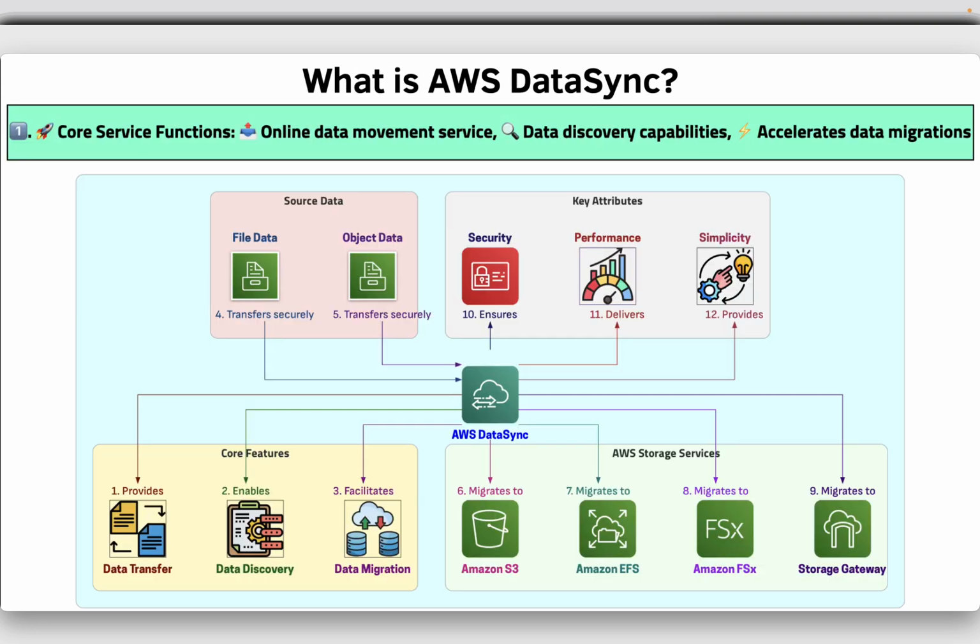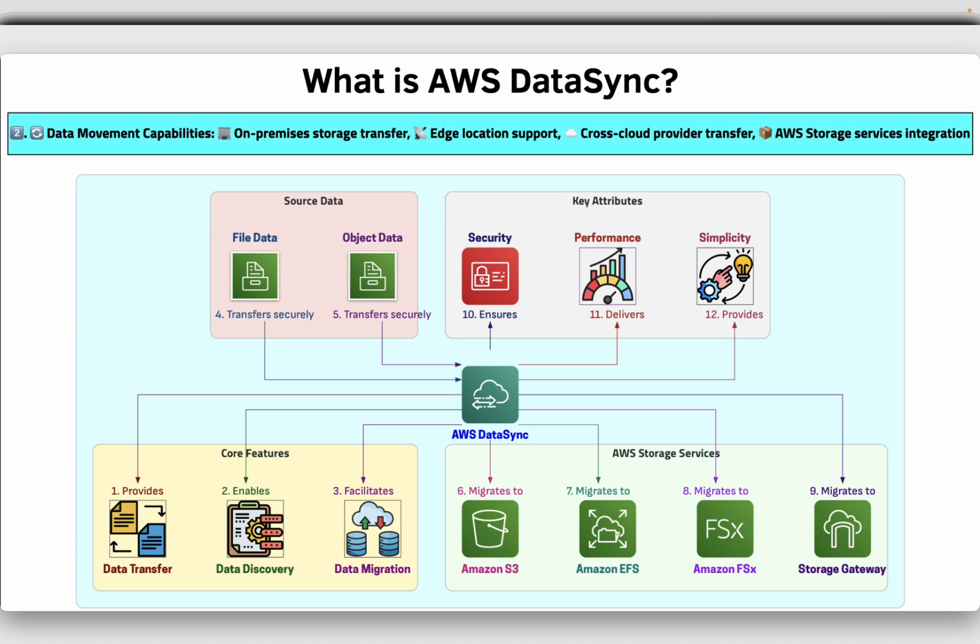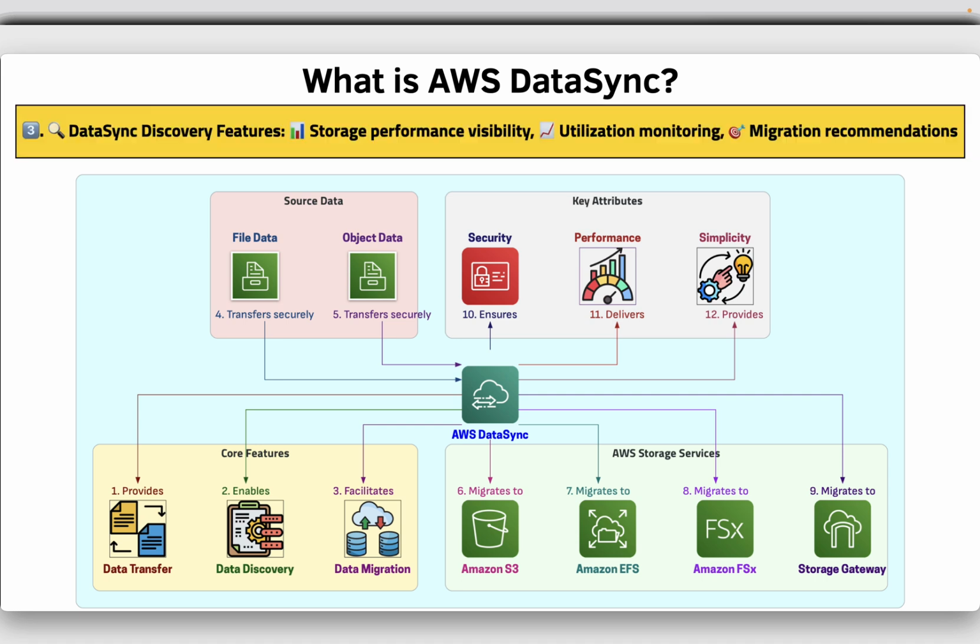So what is AWS DataSync? AWS DataSync is primarily an online data movement and discovery service designed to simplify and accelerate the process of data migration to AWS. The service facilitates data movement to and from various locations, including on-premises storage, edge locations, other cloud providers, and AWS storage services.